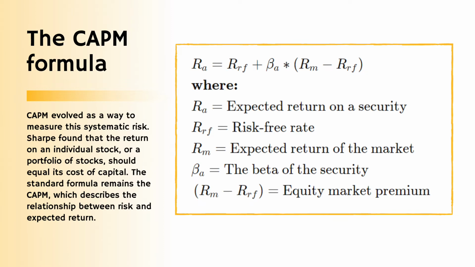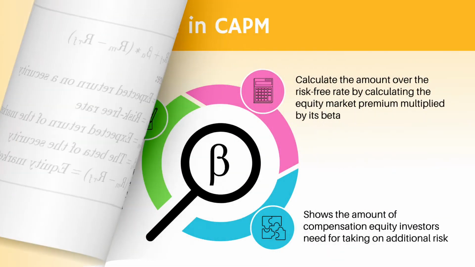So, what is the goal of the CAPM formula? The goal of the CAPM formula is to evaluate whether a stock is fairly valued when its risk and the time value of money are compared to its expected return.